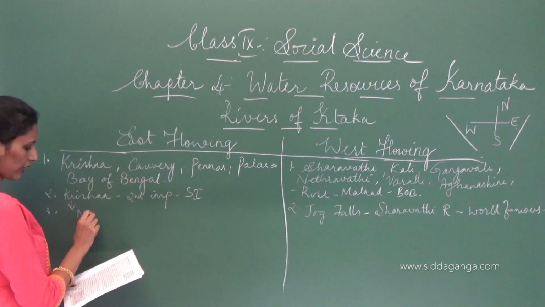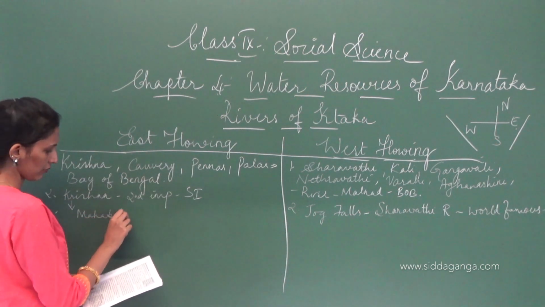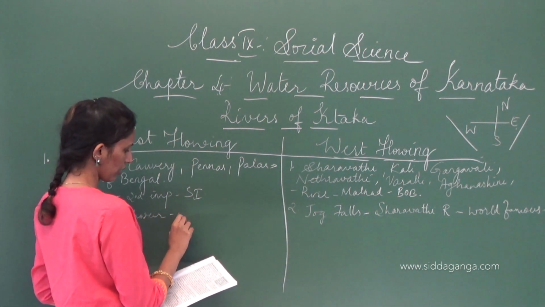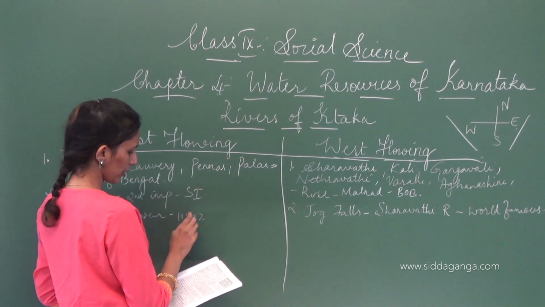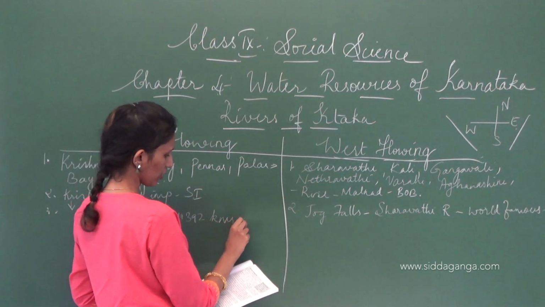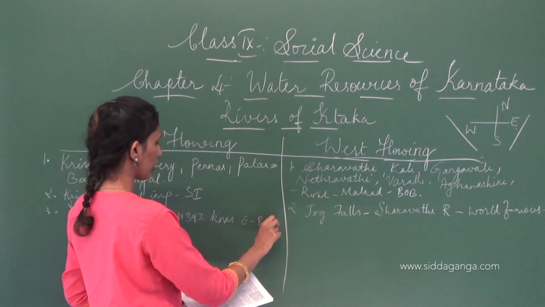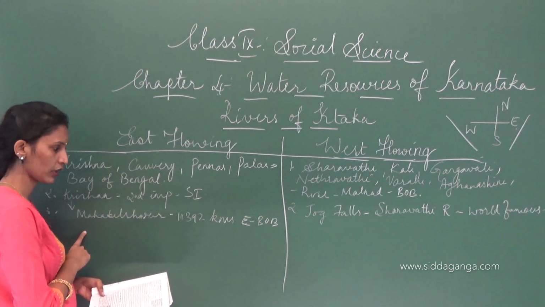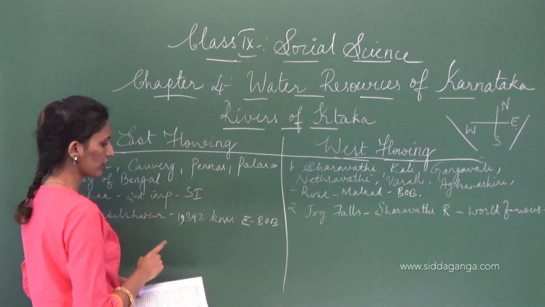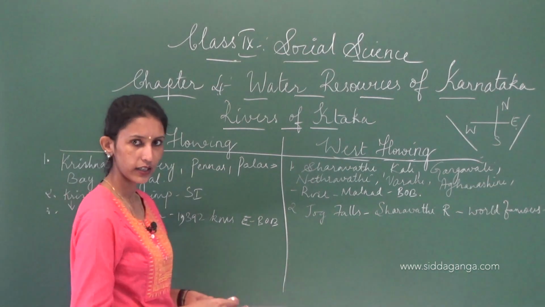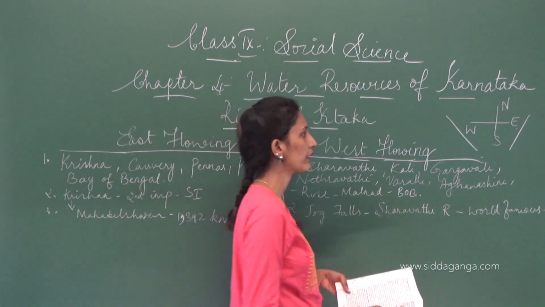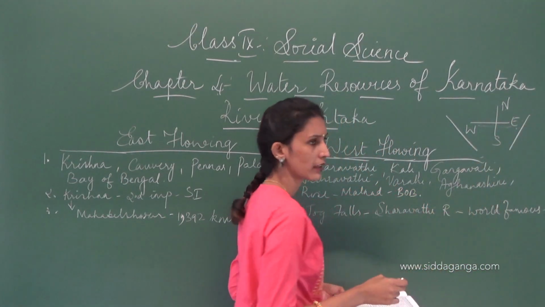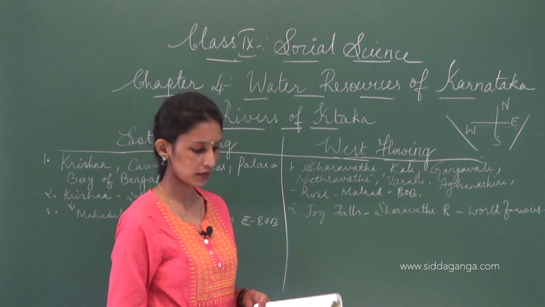Krishna takes birth at Mahabaleshwar and it flows 1392 kilometers east to join the Bay of Bengal. So what is Krishna doing? It rises in Mahabaleshwar, moves 1392 kilometers eastwards, and then goes and joins the Bay of Bengal, which is over here, right?